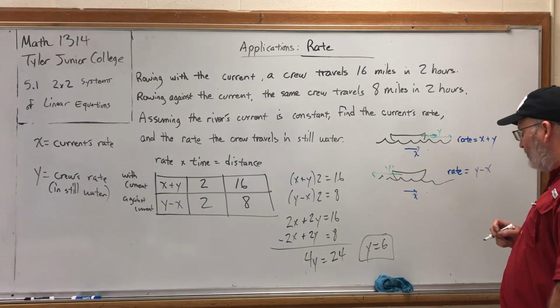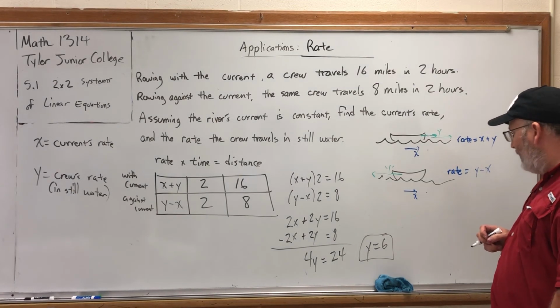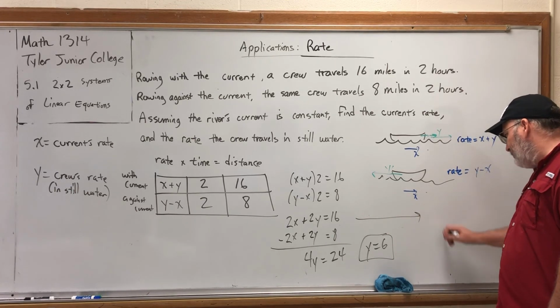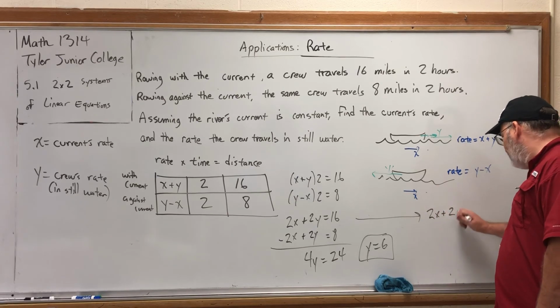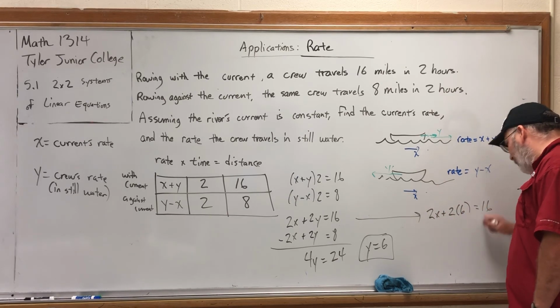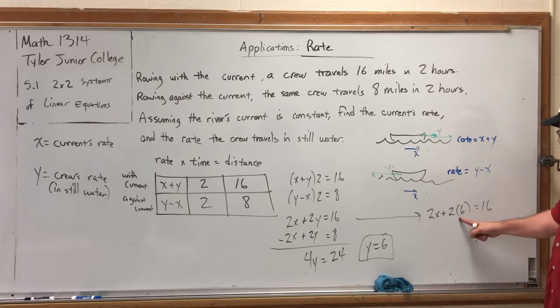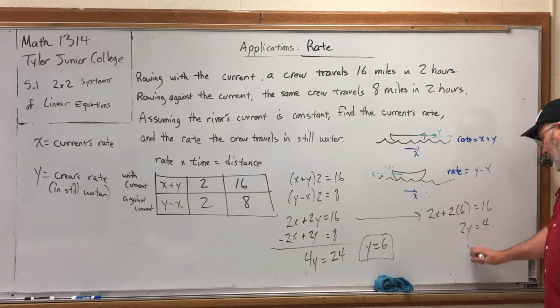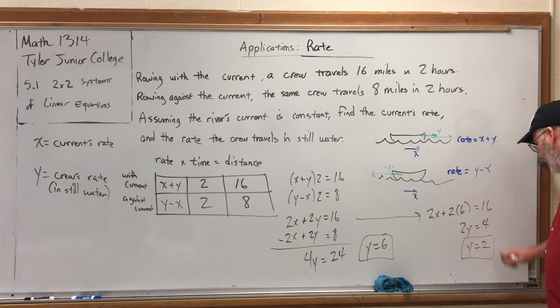Now what's the rate of the river? Well, pick your equation. Let's pick the first equation. 2x plus 2y equals 16. 2x plus 2 times 6 is equal to 16. Remember, y is equal to 6. This is 12. Subtract 12 from both sides to get 2x is equal to 4. Divide by 2 to get 2. And I'm sorry, this should say x equals. Our river is going 2 miles per hour. Our crew in the boat's going 6 miles per hour.